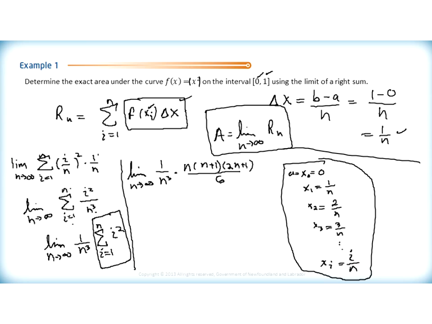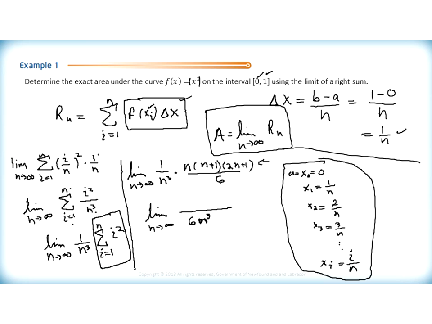Well, if I multiply everything on the top together, I'm going to get a polynomial expression. And in the denominator, 6 times n cubed is already a polynomial expression. So what I have here is the limit of one polynomial over another, which is a limit of a rational expression. It takes us all the way back to the second unit of the course, limits.